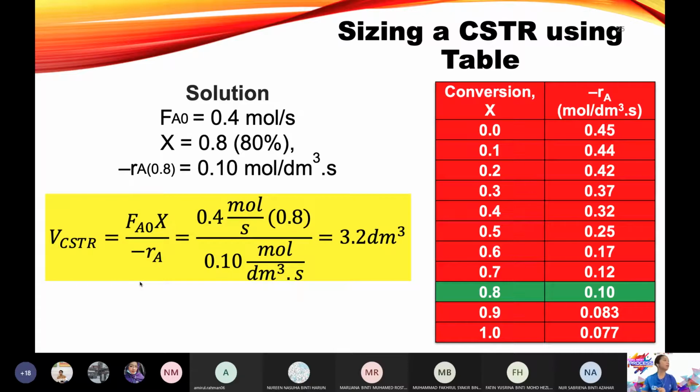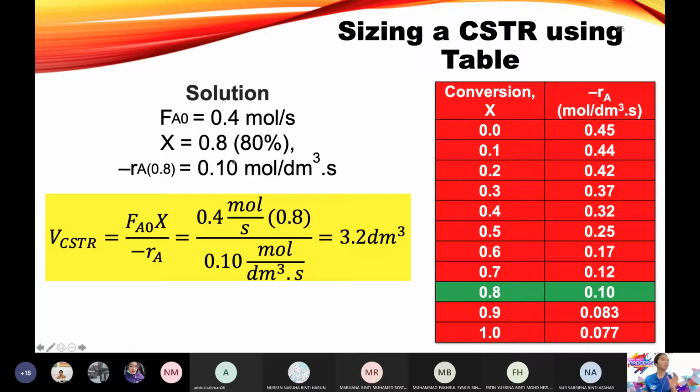Okay, so come back to this. It means now we have one equation, right? We know that we want to find the volume. Meaning FA0, X and minus RA, we have to know first. If we don't know these three, we can never find the volume of the CSTR. FA0 we already know, 0.4. X is 0.8. What about minus RA? You must remember that minus RA is reflected by the conversion. From the table, the table says that at 0.8 conversion, 80% conversion, minus RA is 0.10.